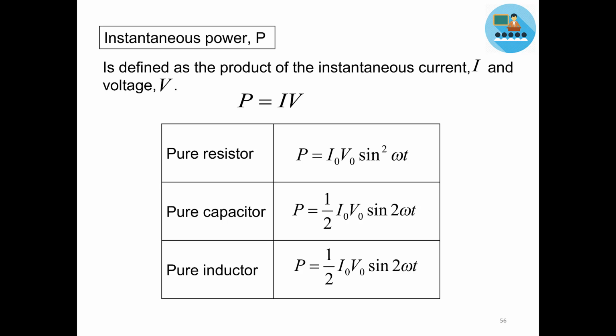The instantaneous power is defined as the product of the instantaneous current I and voltage V, which is P equals I V. For the pure resistor, P equals I_0 V_0 sine squared omega t. For the pure capacitor, P equals half I_0 V_0 sine 2 omega t, and for the pure inductor, P equals half I_0 V_0 sine 2 omega t.